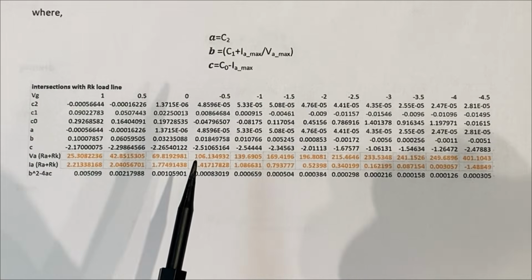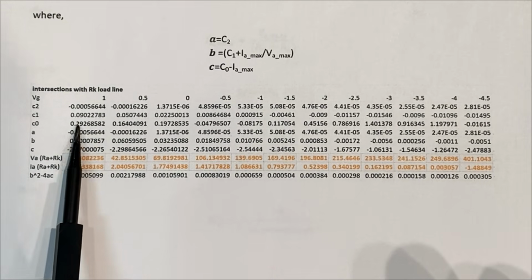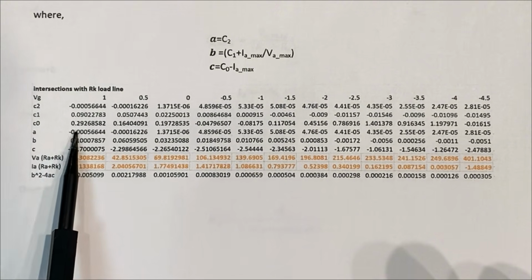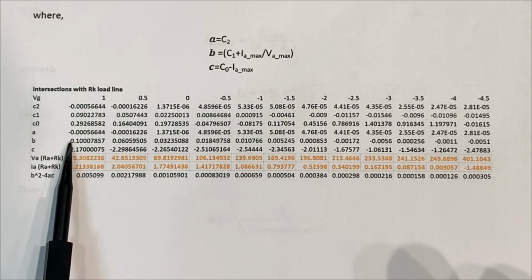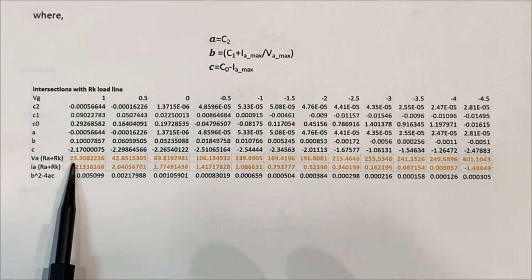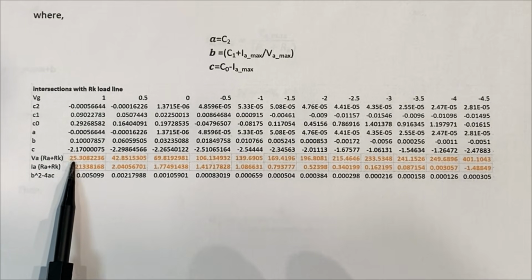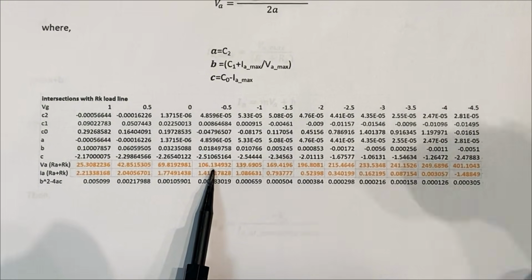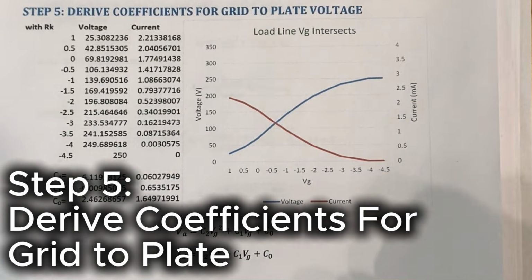And what I've done in Excel is I've gathered up all of the coefficients for the grid lines. I've pre-computed A, B, and C for that intersection with the load line, and I've drawn out a value of the plate voltage and current at those intersections. So it's not an exciting step, but it's critical for step number 5.